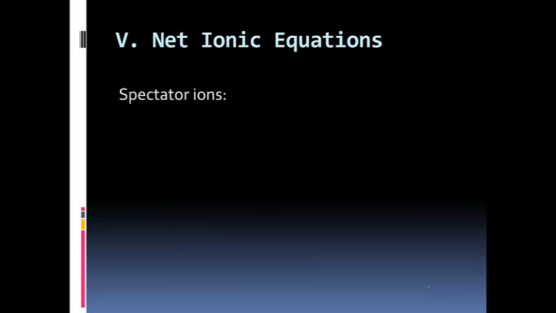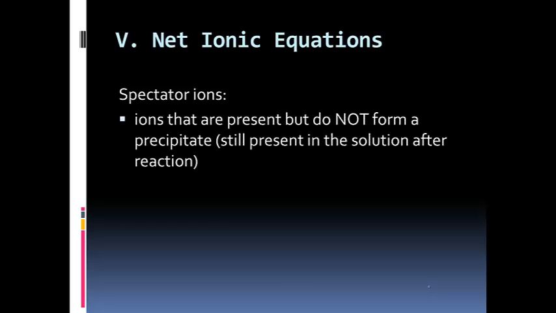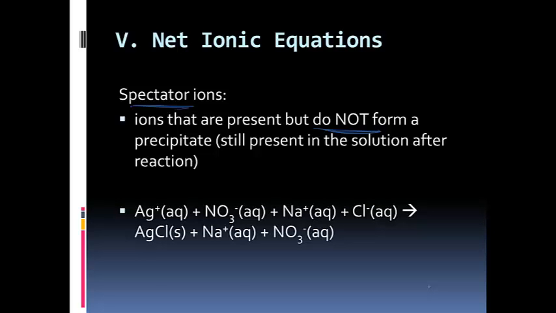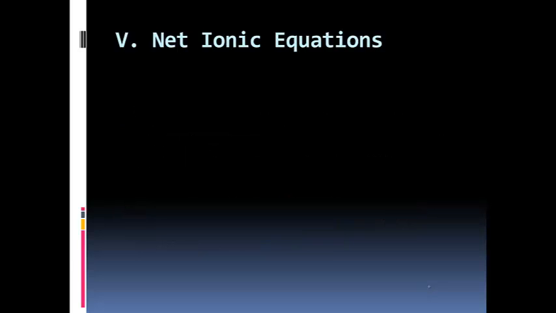Spectator ions. These are ions that were present when you started, and they're also present when you end. They did nothing. They just hung out, watching what was going on. The spectator ions are the ones that you crossed out. So the NO3 on the left and NO3 on the right side, and also Na plus and Na plus. Those are the two spectator ions.